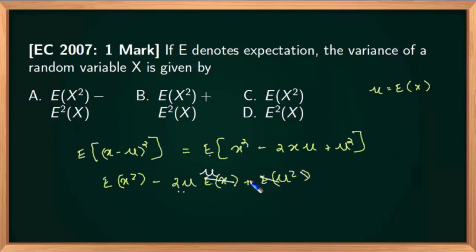So minus 2 mu square plus mu square is nothing but minus mu square, which is nothing but minus the square of the expectation of x. So the final answer will be expectation of x square minus the squared value of the expected value of x. So the answer will be E of x square minus E square of x.